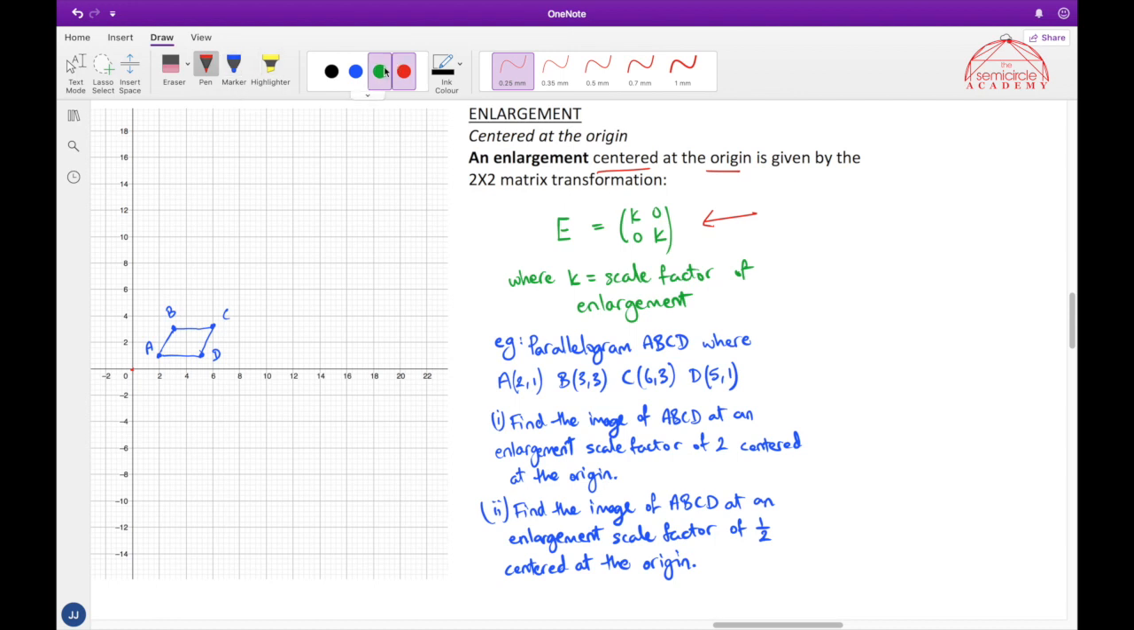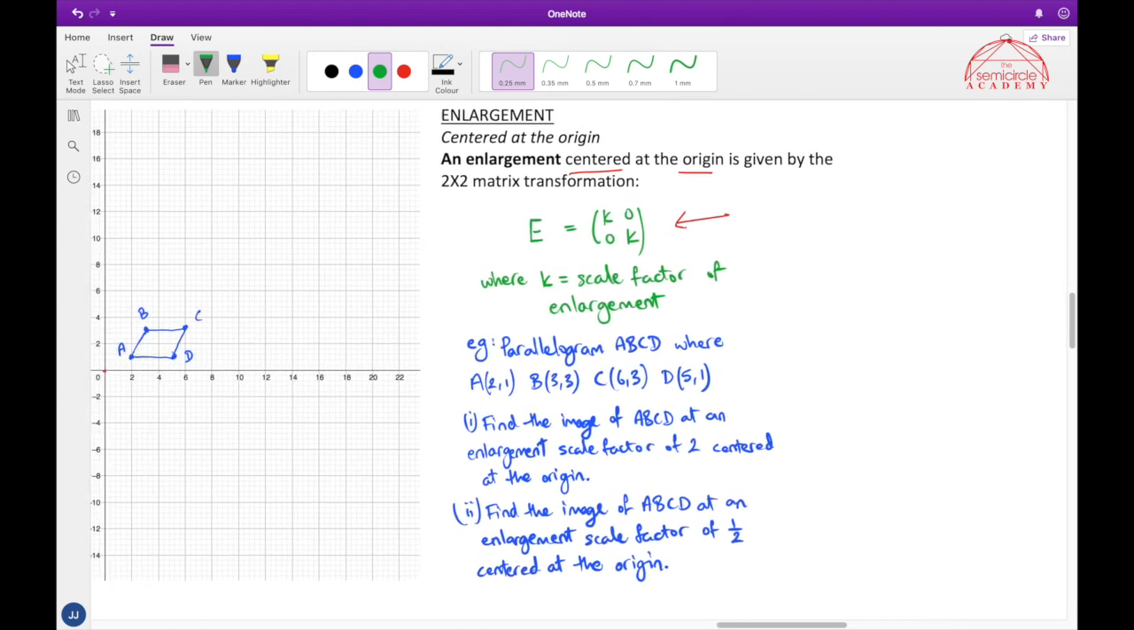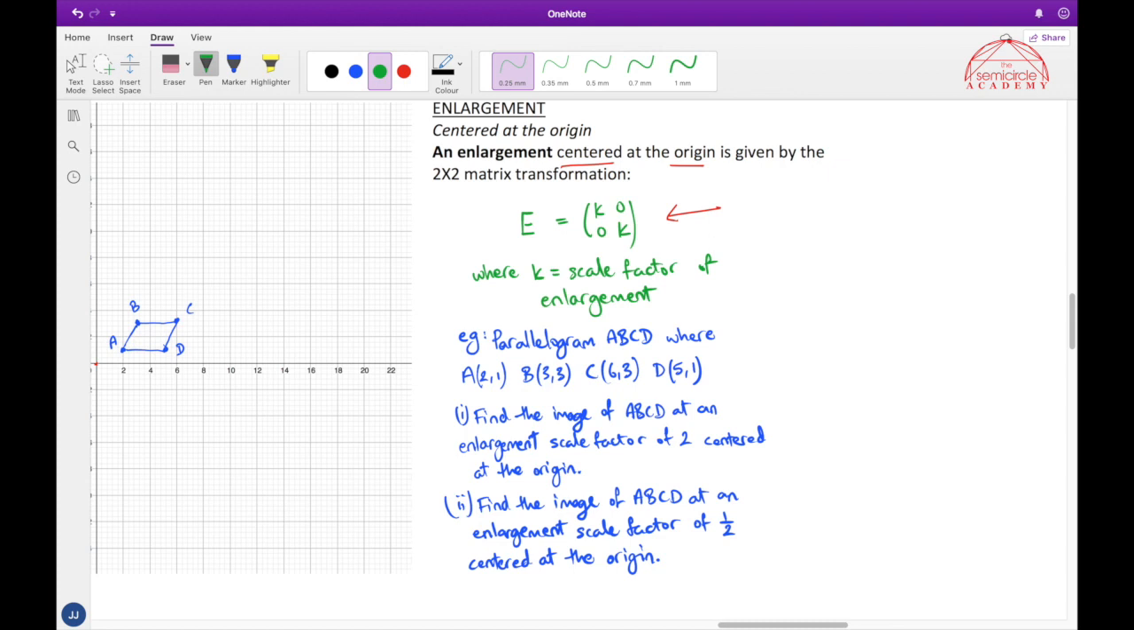So let's try this example here. We have a parallelogram shown here, and that parallelogram is ABCD. And we want to find the image of ABCD at an enlargement scale factor of 2 centered at the origin. So if the enlargement scale factor is 2, then that means K will be 2. So we will put our enlargement matrix as 2, 0, 0, 2. And then we will multiply it by our object, A, B, C, D. The point A is 2, 1. The point B is 3, 3. The point C is 6, 3. And the point D is 5, 1. So let's do that multiplication and see if we can come up with A prime, B prime, C prime, D prime.